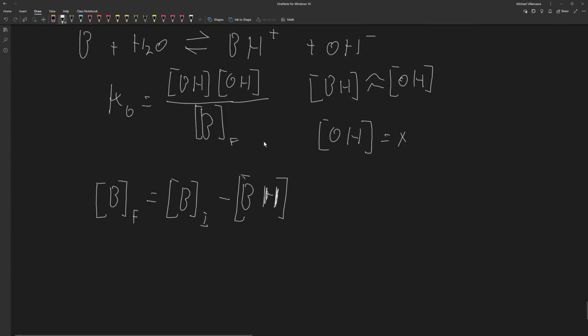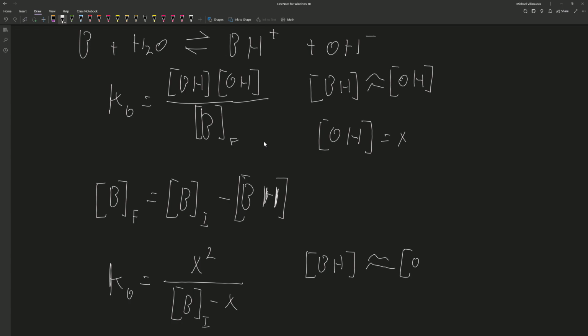What we could do is rewrite Kb. Kb could be rewritten as X squared over the initial concentration of the base minus X, because we are going to set that BH approximately OH, and so OH is equal to X.